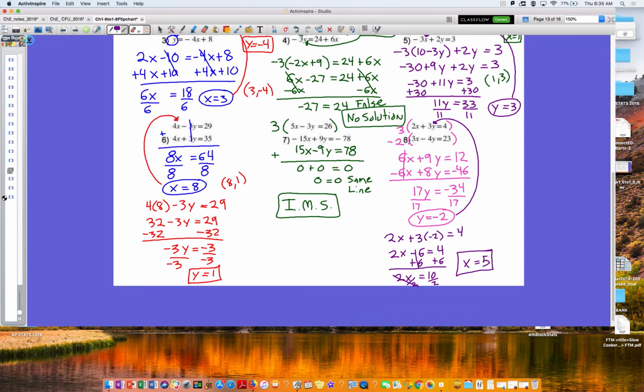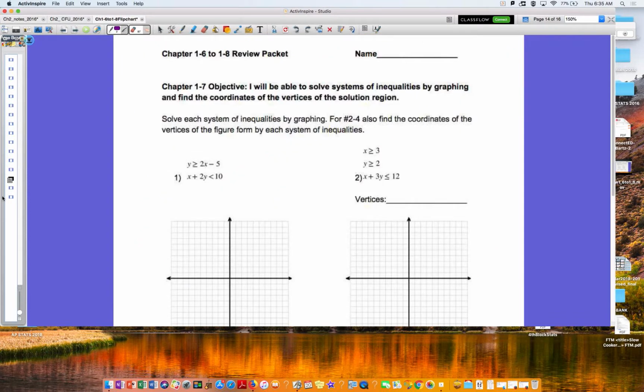All right, let's move on here and go to our second learning target. Our second learning target is you'll be able to solve systems of inequalities by graphing and find the coordinates of the vertices of the solution set. On the first problem here, it just asks you to graph it. It didn't leave a spot to help you find the vertices, but we may do that anyway, just because the blank is missing.